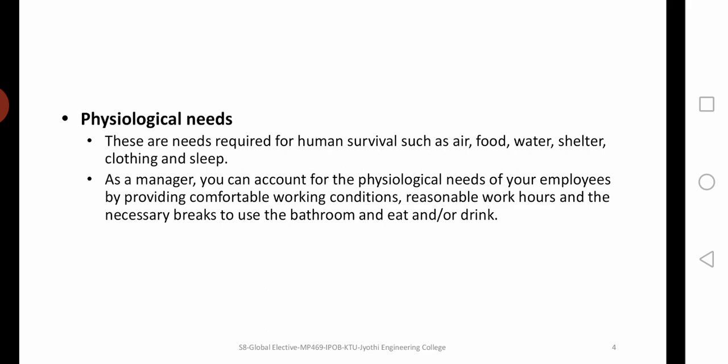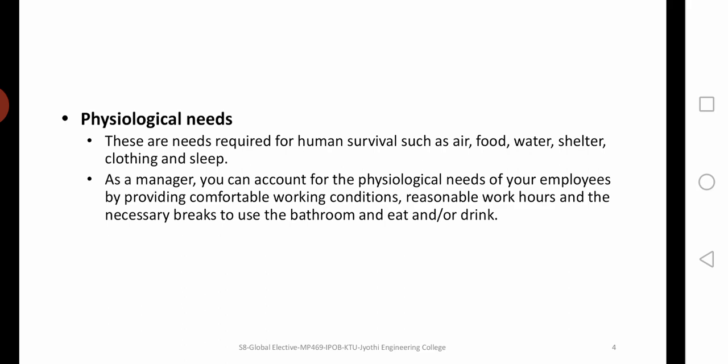As a manager, you can account for the psychological needs of your employees by providing comfortable working conditions, reasonable work hours, and necessary breaks to use the bathroom and eat or drink. These are the psychological needs. In many organizations, we can see that the manager keeps pressurizing his or her employees. This is not fair.